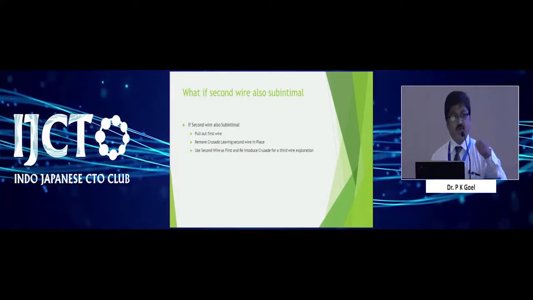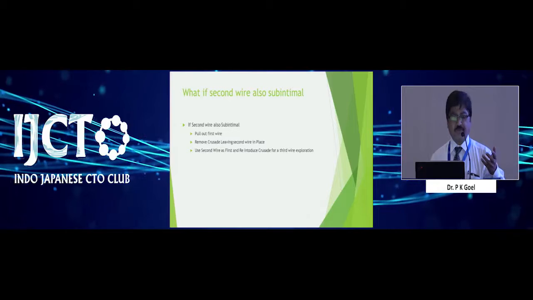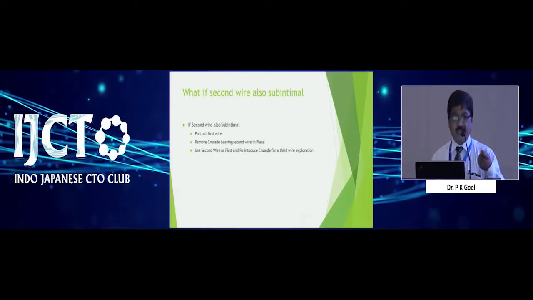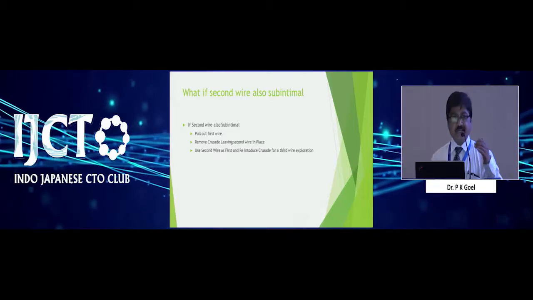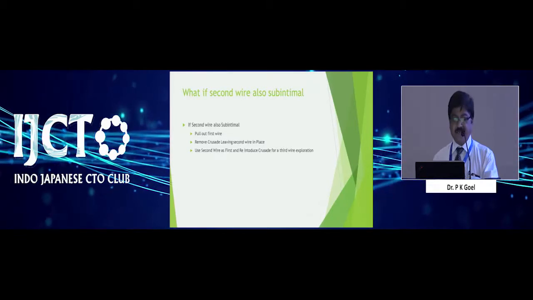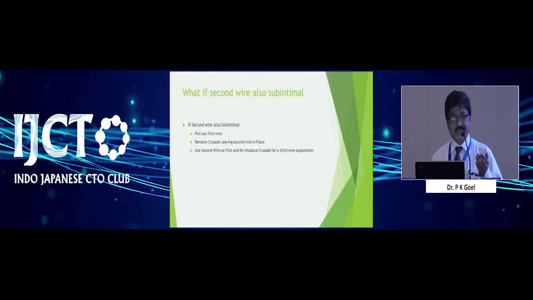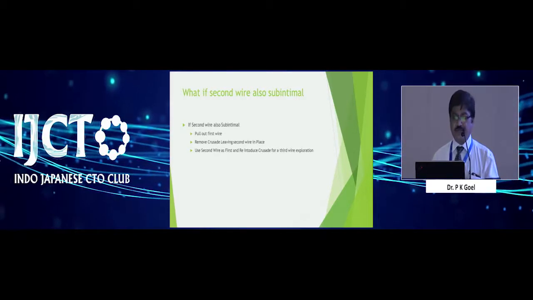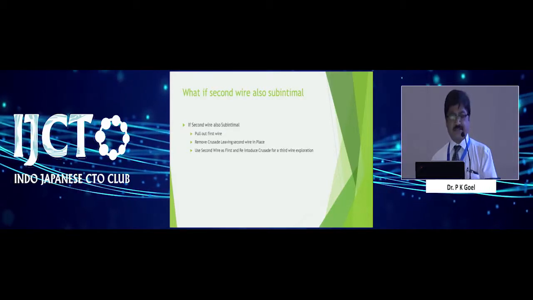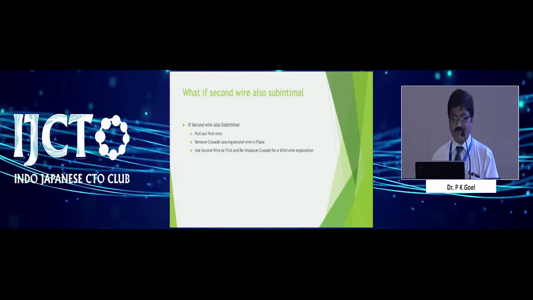So now what if the second wire also gets subintimal? Well, you pull out the first, remove the Crusade, leaving the second wire in place, and now use the second wire as a first wire and reintroduce the Crusade catheter for a third wire exploration. So that's what you can do.